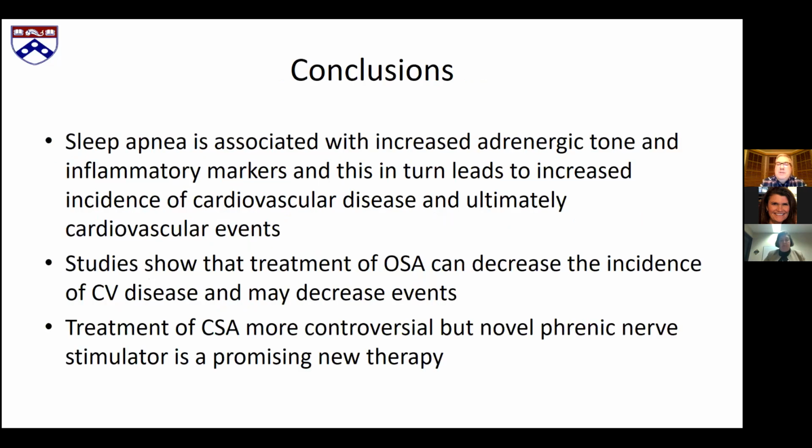We know that sleep apnea is associated with increased adrenergic tone and inflammatory markers, and this in turn leads to increased incidence of cardiovascular disease and ultimately cardiovascular events. Studies have shown us that treatment of obstructive sleep apnea can improve cardiovascular disease and may decrease events. And now, although treatment of CSA is a little bit more controversial, it appears clear that the novel phrenic nerve stimulator is a promising new therapy. It appears safe and has efficacy against the sleep apnea. The question will be, will we translate that into improved heart failure outcomes?